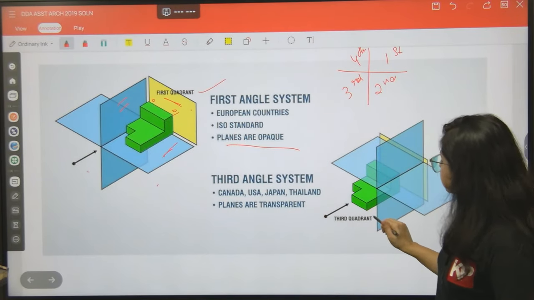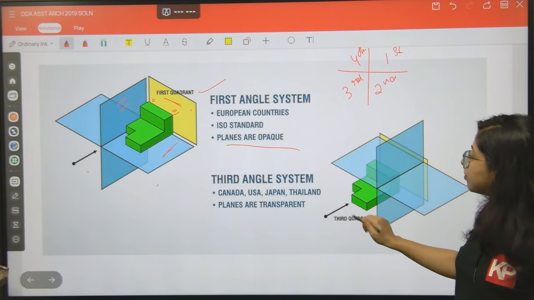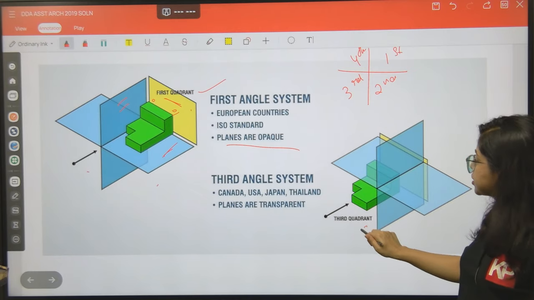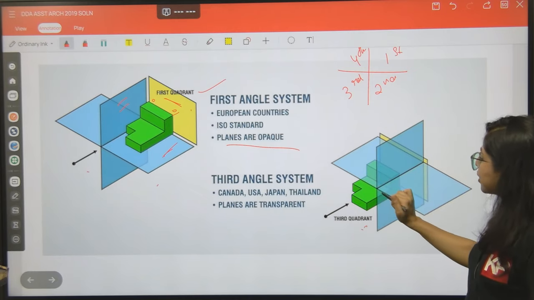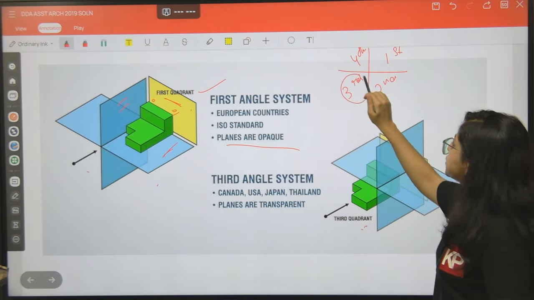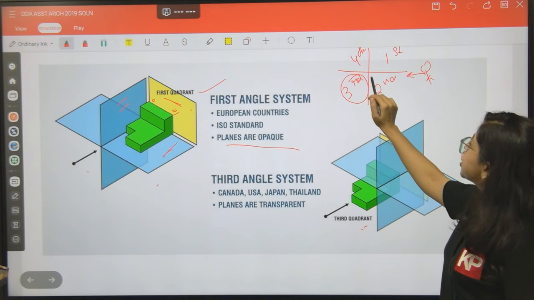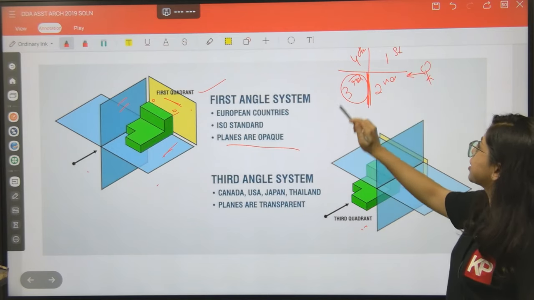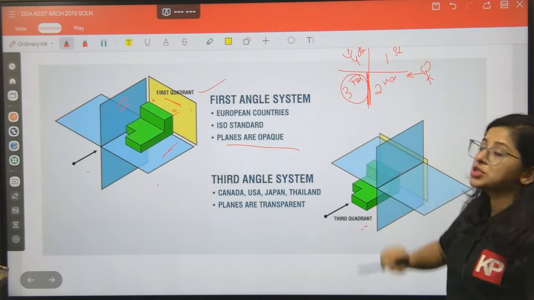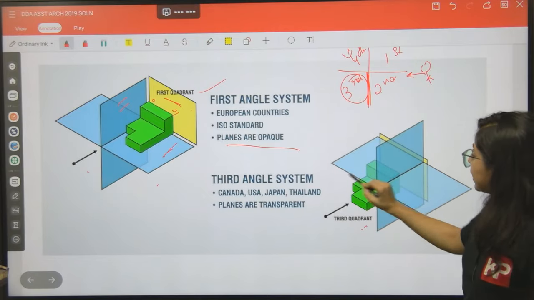And the 3rd angle system is what? Whenever you project any kind of object in the 3rd angle, that is what is called the 3rd angle system. So in order to see this 3rd angle, you have to assume that all the other planes are transparent because it is lying in this particular area. So if you are standing here and want to view this, you have to assume that this plane is transparent. If you are watching it from here, you have to assume this plane is transparent. So in this case, we assume that the planes are transparent.